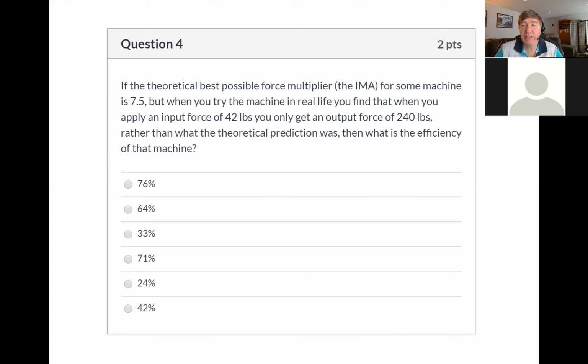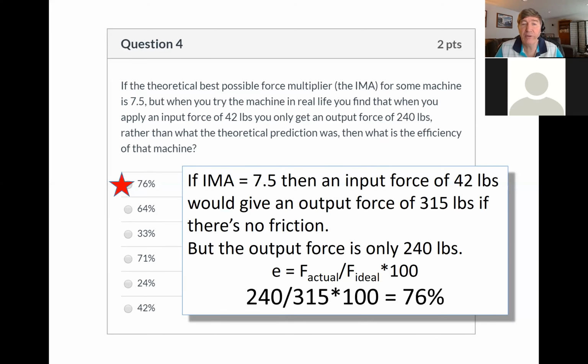Let's do this step by step here together. So if the machine was frictionless and the IMA is 7.5, and I have an input force of 42, when you get out your calculators, what should the output force be if there's no friction? I need to see a couple answers here. If the IMA is 7.5 and there's no friction, the output force is 7.5 times the input force. Okay, I see a lot of you are saying 315. Good, I agree with that.